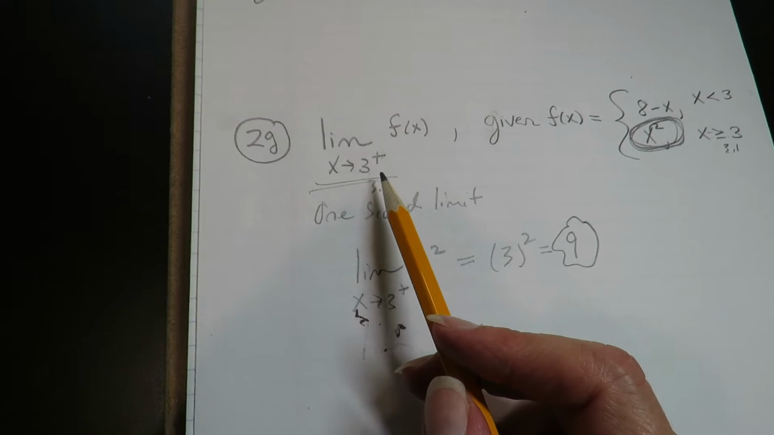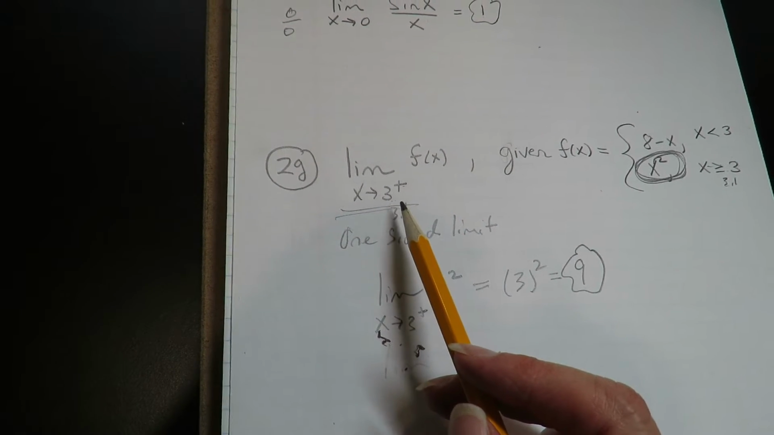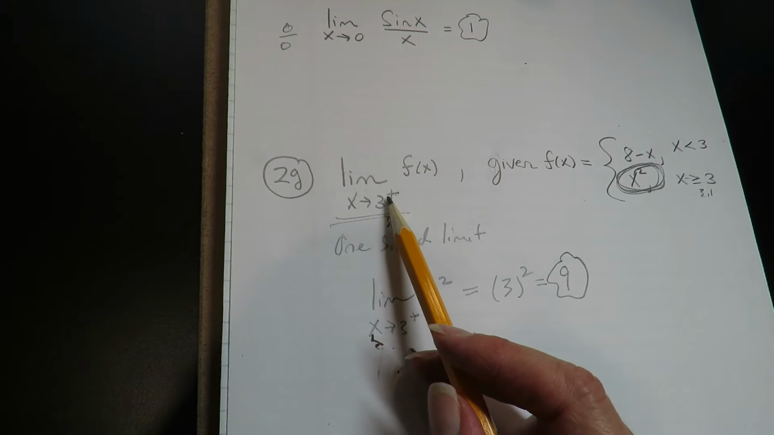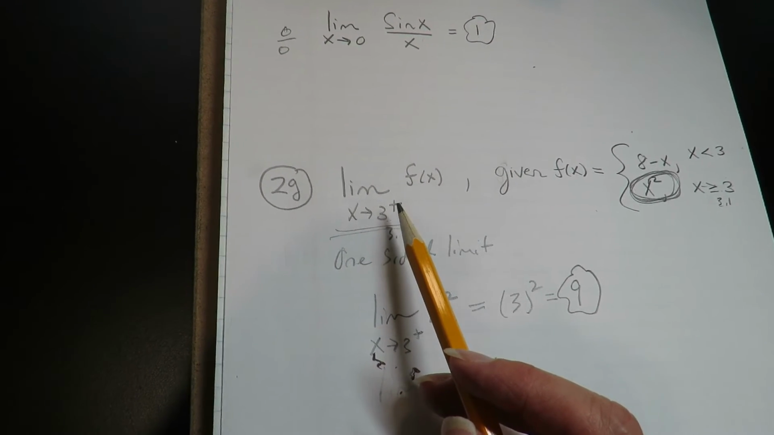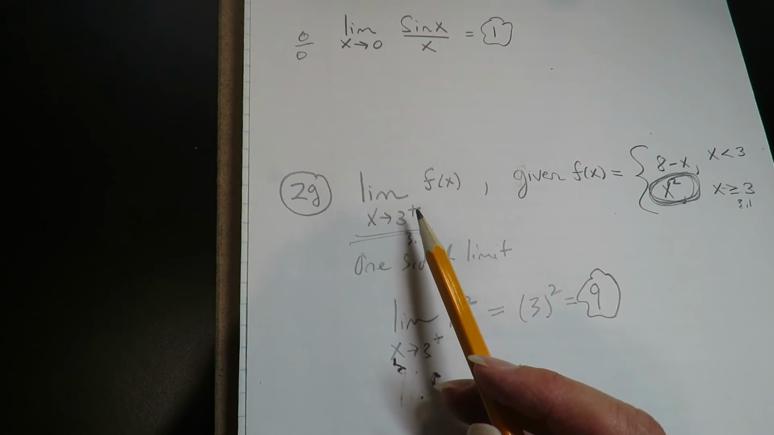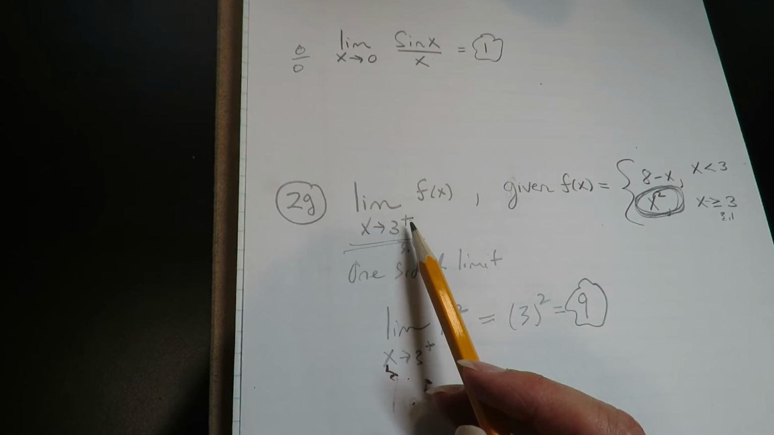You got to be really careful when you read the question. Is the question a two-sided limit? Is the question a one-sided limit? The little plus or minus on the shoulder is everything. It's the tiniest part of the problem, and it's the most important. So you really have to pay attention to that, okay?